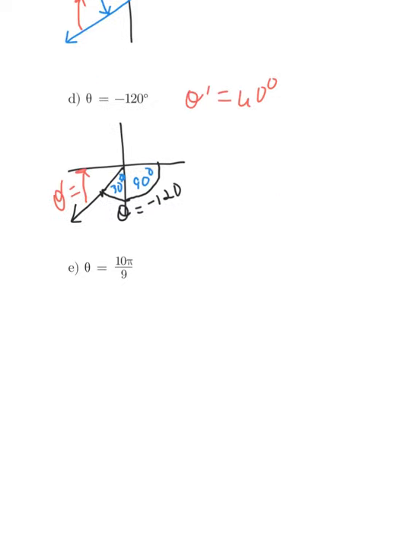On example E, we are asked to find the reference angle for theta of 10 pi over 9. So let's think about that. 10 over 9 is more than 1. It's 1 1/9 pi. So if we go from 0 to the negative x, that's 1 pi. We need to go just a little bit beyond that into the third quadrant. So there is our theta of 10 pi over 9.